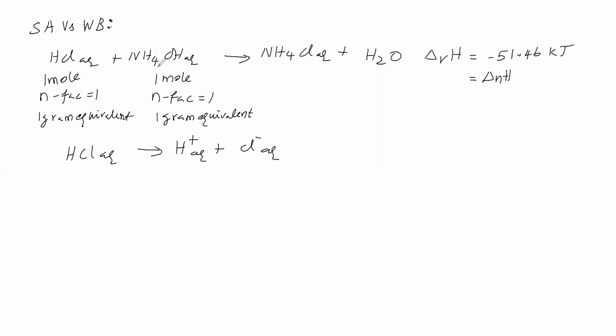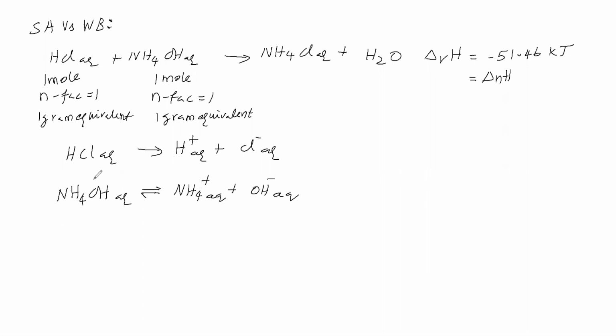Now we will take ammonium hydroxide. This ammonium hydroxide also dissociates. Dissociating means splitting into ions. So ammonium hydroxide also splits into ions. The cation is the ammonium ion, and the anion is the OH minus ion. So ammonium hydroxide aqueous undergoes ionization, giving the ammonium ion and the hydroxide ion.